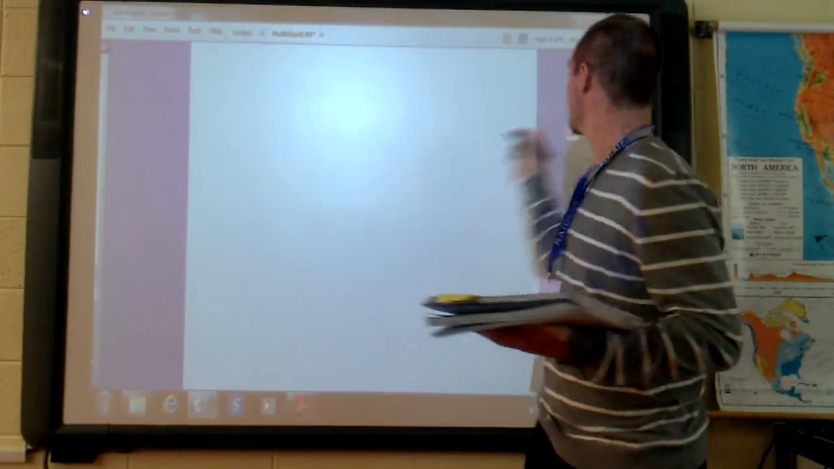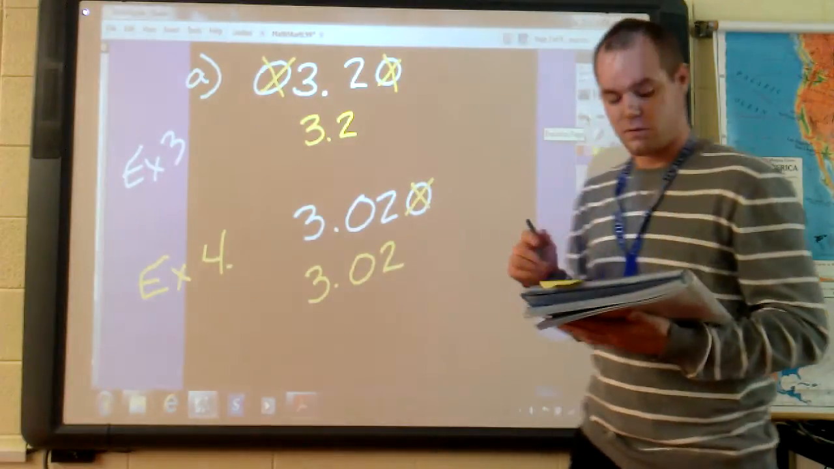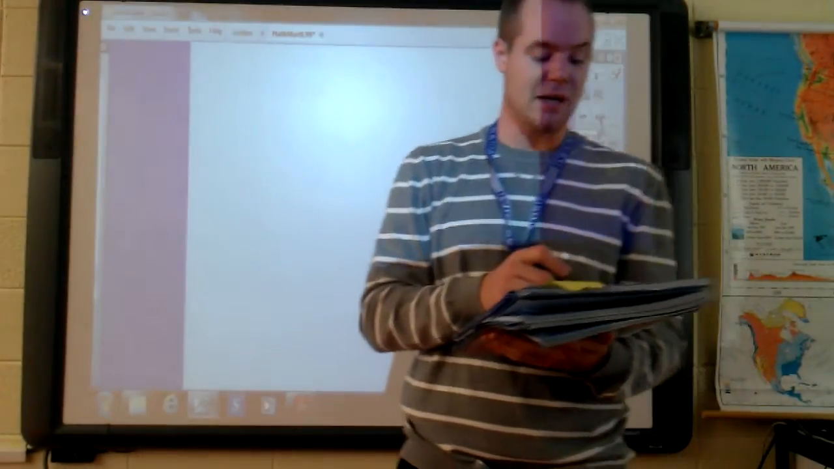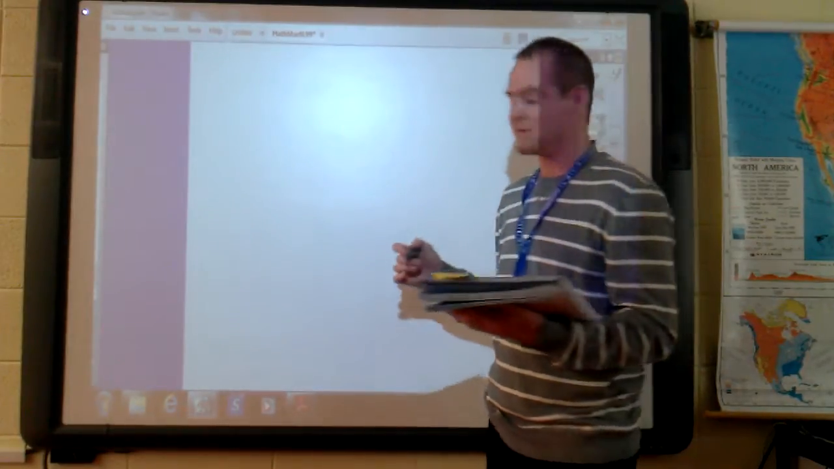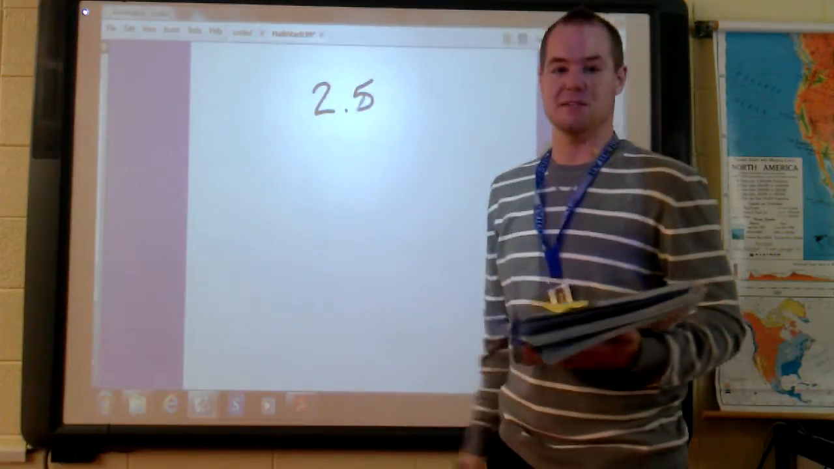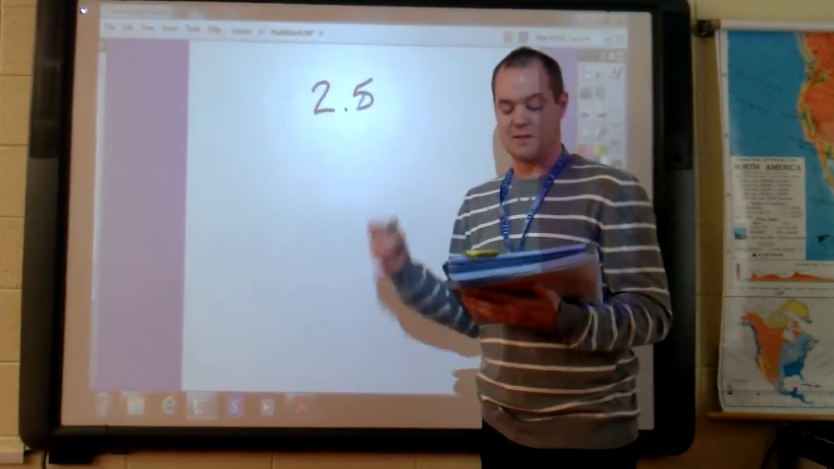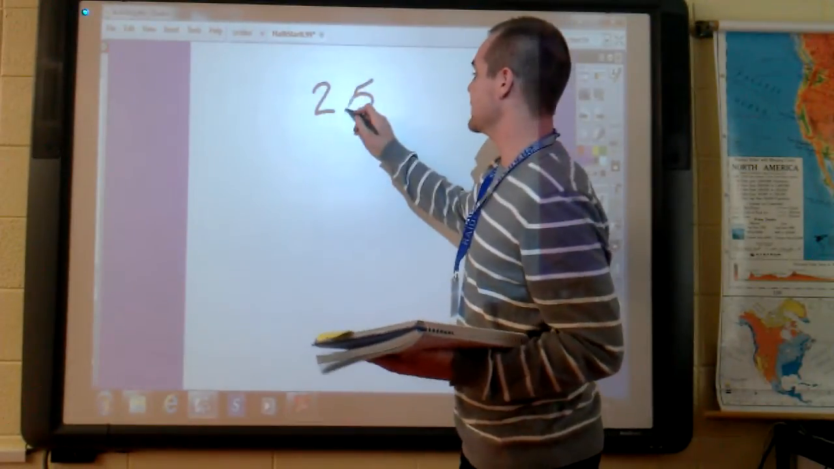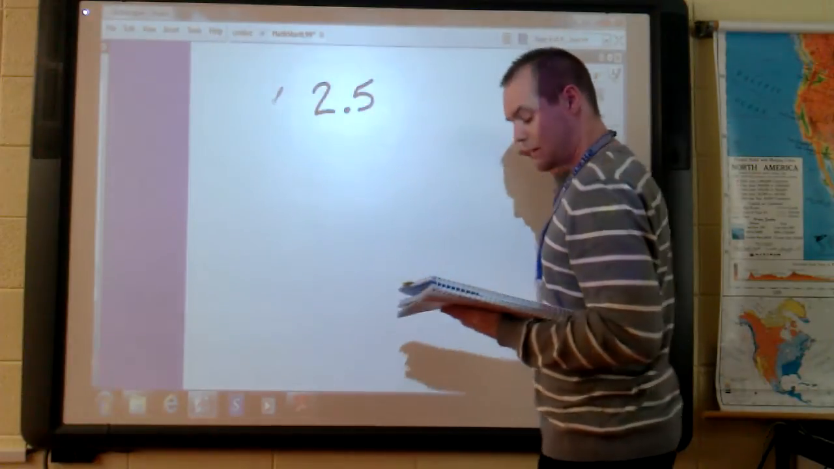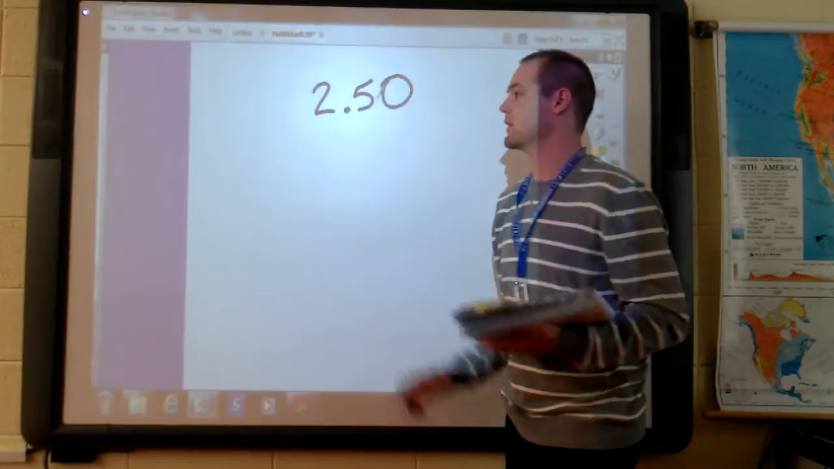Okay, finally for example 5. For example 5, we have practice problem H. It says attach a 0 to the end of 2 and 5 tenths without changing its value. So we have the number 2 and 5 tenths. We need to attach a 0 to the end of this number without changing its value. Okay? The end is, of course, on the right side. The beginning would be on the left side. If we attached a 0 without changing its value, we would place it right there.